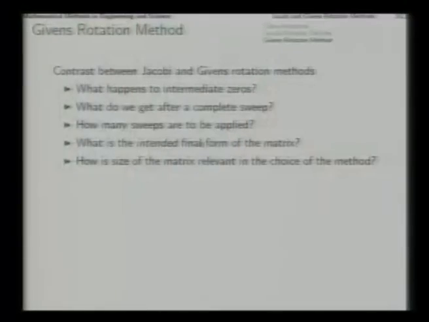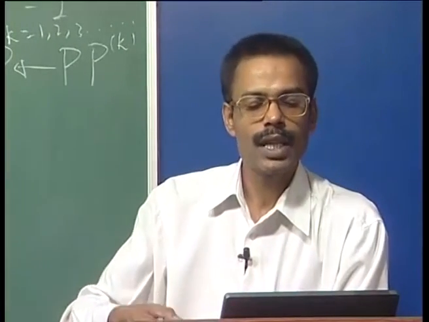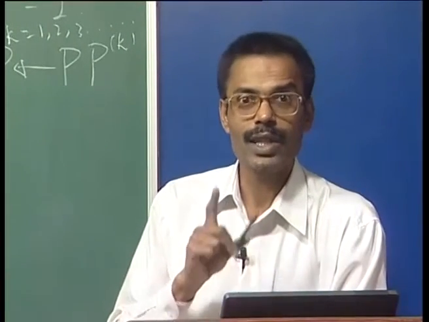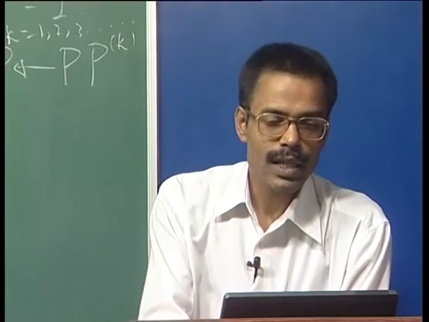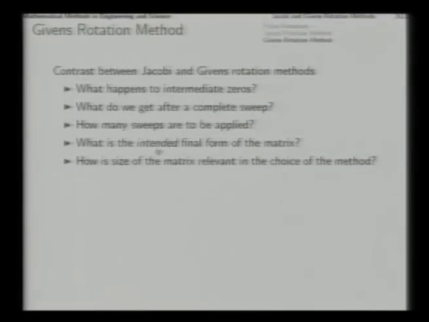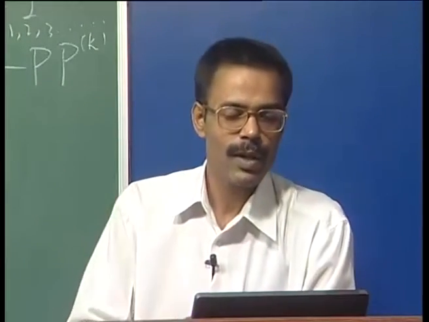What is the intended final form of the matrix? In the case of Jacobi rotation, after the necessary number of sweeps, whatever is required for convergence, the intended final form is actually diagonal. How many sweeps will be required for that? We do not know. In the case of Givens rotation method, only halfway processing is intended. Further than that, Givens rotation method does not declare to go at all.